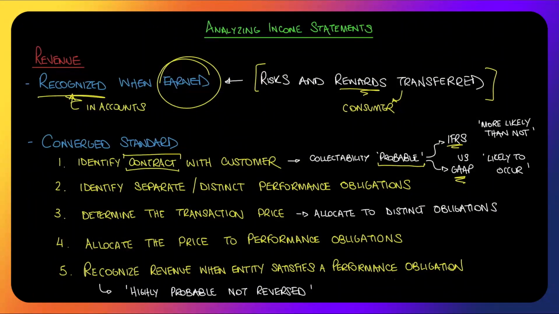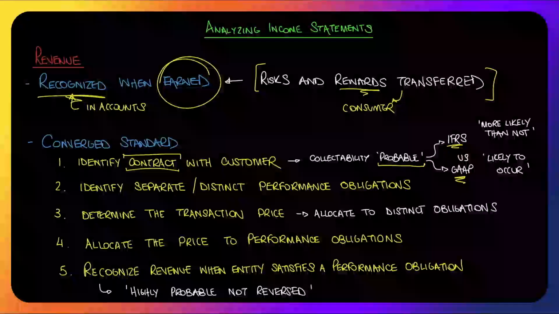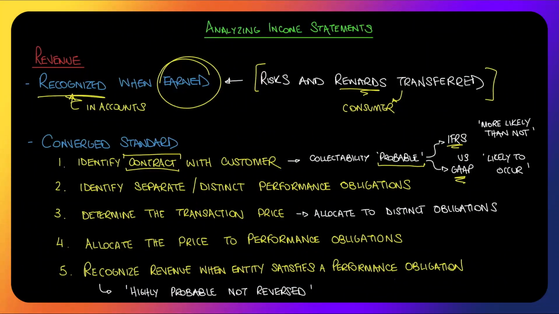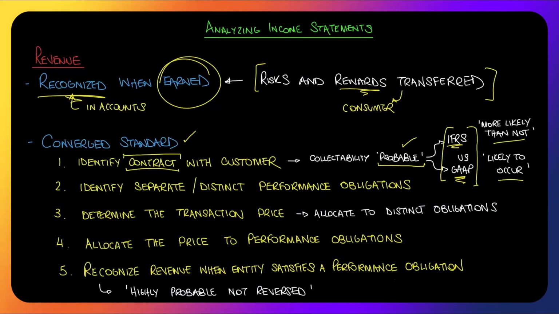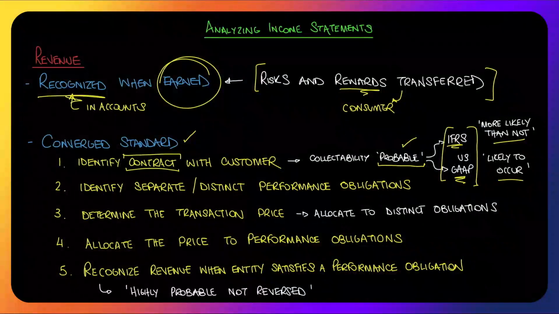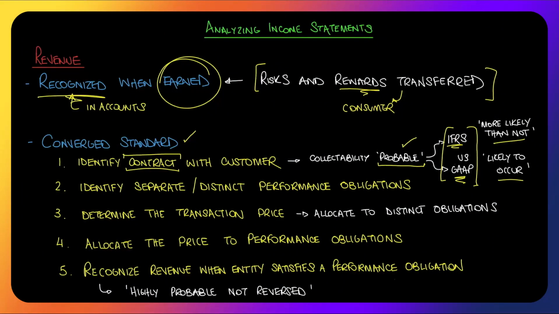Now that's not in this curriculum to say, you have to learn every single word of every single standard. That would be ludicrous. It's there to say, look, even when we have a converged standard where most of it is agreed upon, you still have to be careful as an analyst when there are differences between the two, because the exact same contract might be viewed differently by the two sets of standard setters. So just be a little bit careful. Number 2, you should identify separate, distinct performance obligations.